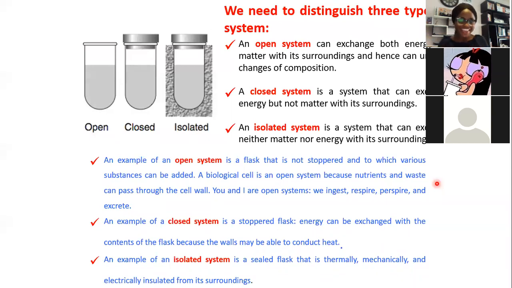You and I are open systems. We ingest, respire, perspire, and excrete. So we are open. An example of a closed system is a stoppered flask. Energy can be exchanged with the contents of the flask because the walls may be able to conduct it. An example of an isolated system is a sealed flask that is thermally, mechanically, and electrically insulated from its surroundings.